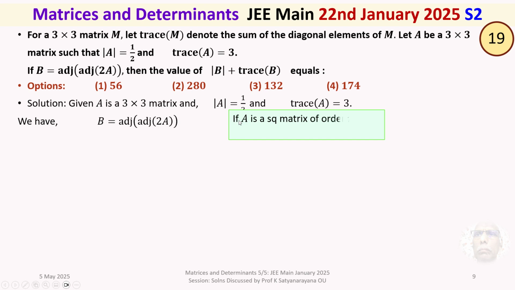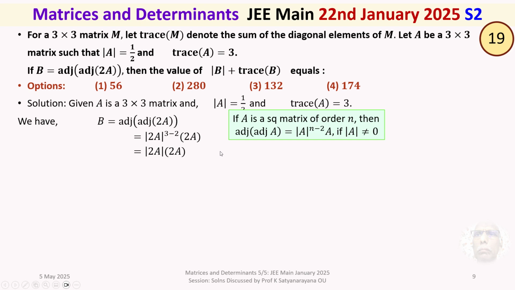Now recall, if A is a square matrix of order n, then the adjoint of A is the determinant of A to the power of n minus 2 into the matrix A, when A is non-singular. Now here we apply this. This is equal to the determinant of 2A to the power of n minus 2, that is 3 minus 2, into A, that is 2A. And this is the determinant of 2A into 2A.